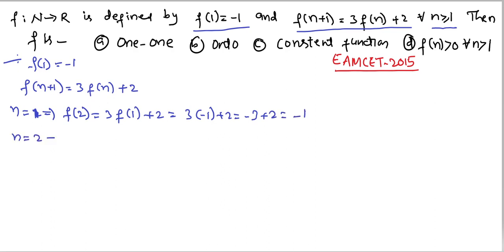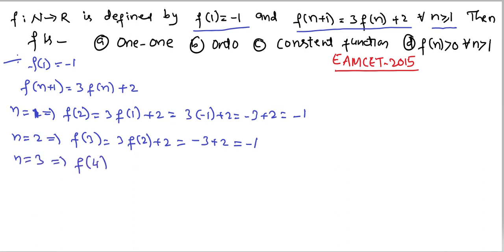Put n equal to 2: f of 3 is equal to 3 into f of 2 plus 2. Here f of 2 value is minus 1, that is 3 into minus 1 plus 2, minus 3 plus 2, equal to minus 1. Put n equal to 3, that is f of 3 plus 1, f of 4 is equal to 3 into f of 3 plus 2. So f of 3 value is minus 1, that is minus 3 plus 2 equal to minus 1.